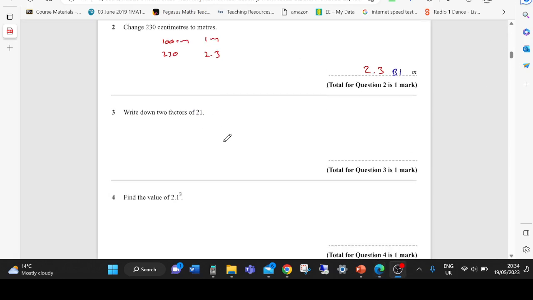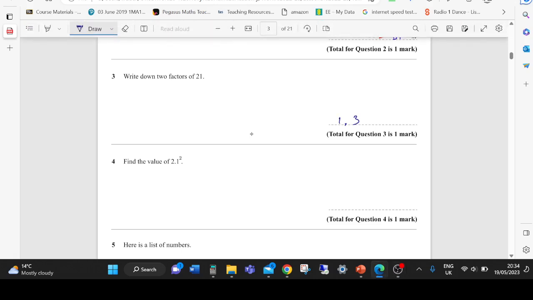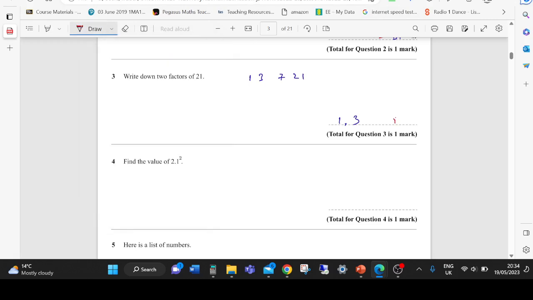Question 3 then, write down 2 factors of 21. So any 2 is absolutely fine. I'm getting into this habit of just going with the first 2, so 1 and 3. Although there's going to be lots of others, so I'll list them all: 1, 3, 7, 21. Have I got any more? I can't find any, so I'm going to go any 2 of those. And it's going to be a B1 mark again.